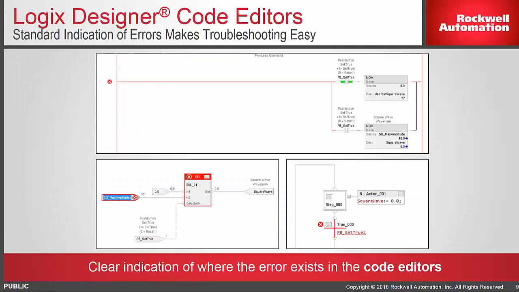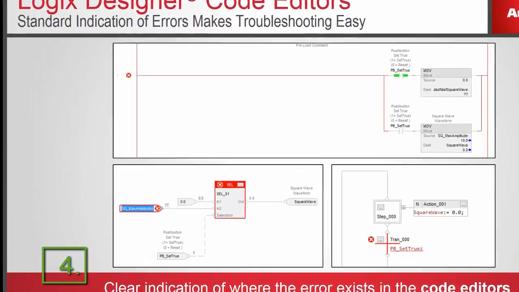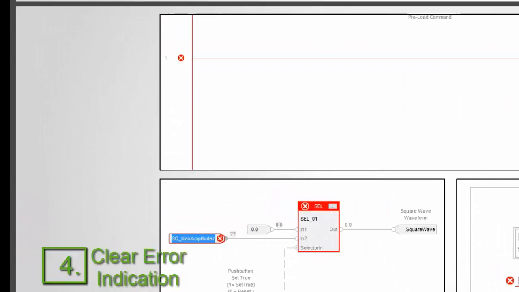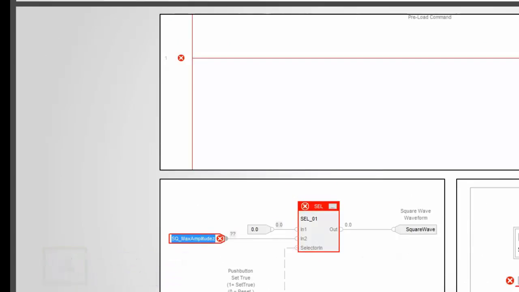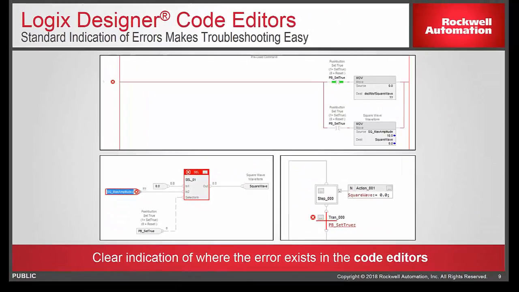One of the visual enhancements to the Logix Designer editing environment is the indication of errors. We now use a standard indication, as you can see here in all the code editors, to highlight where the error exists in the code editor. This standard symbol is used throughout all the editors to call attention specifically to where the error exists, and this allows you to troubleshoot issues with the code much quicker and easier.